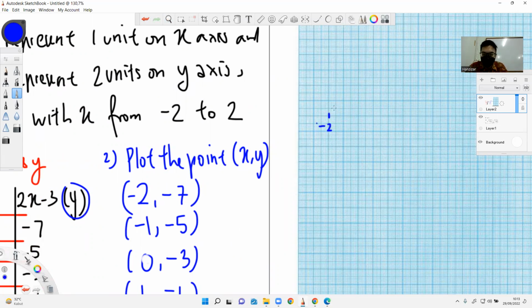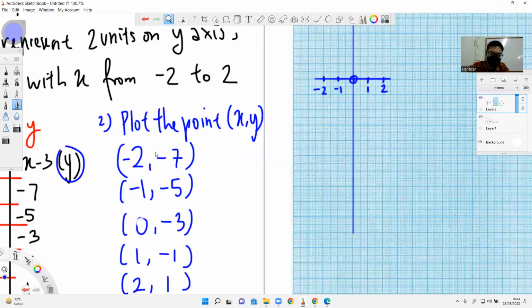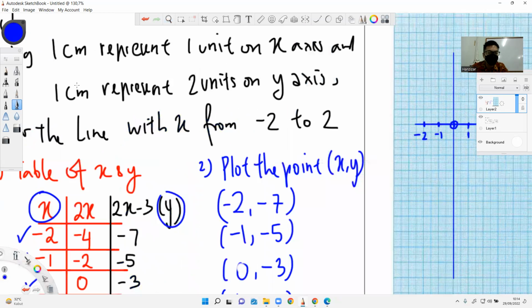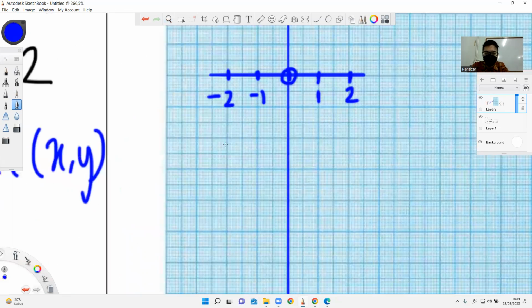Remember, 1 unit, 1 cm. So how was this? -1, right? Get it? And then this is the 0. This is 1. This is 2. Understand, guys? So it's quite small. This is the x-axis, and the vertical line up and down is the y-axis. Y is until what number? Look at the y. We have -7, so going down. Be careful. 1 cm represents 2 units.